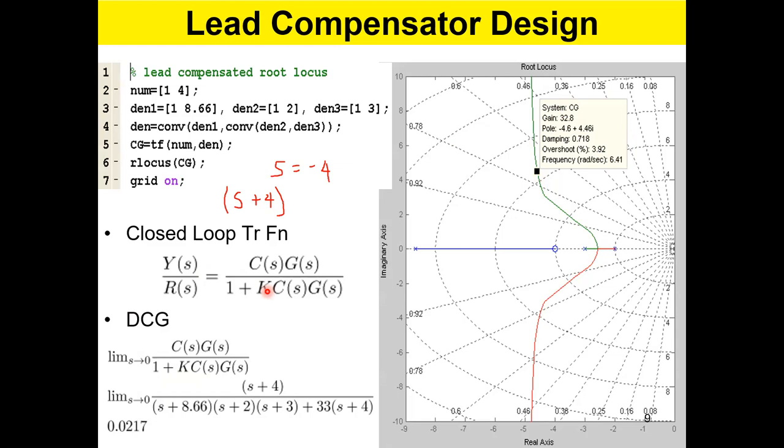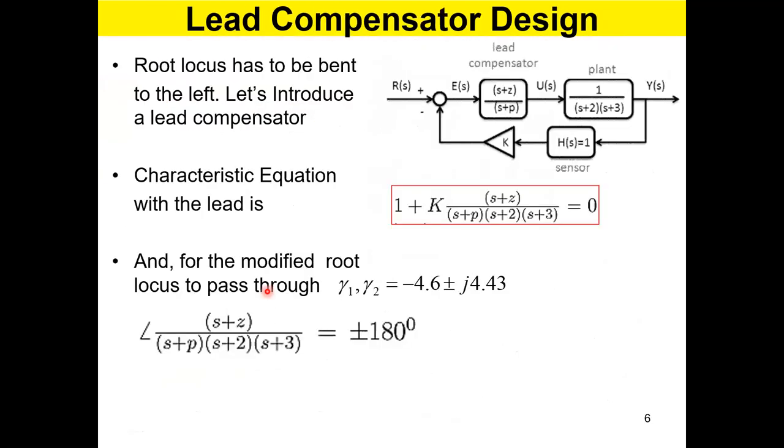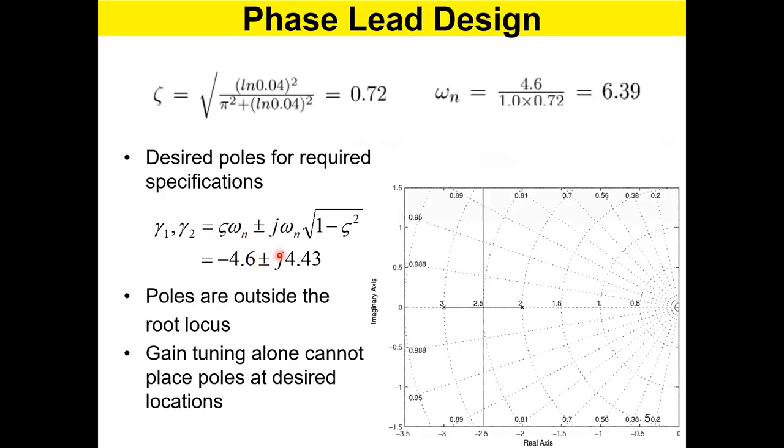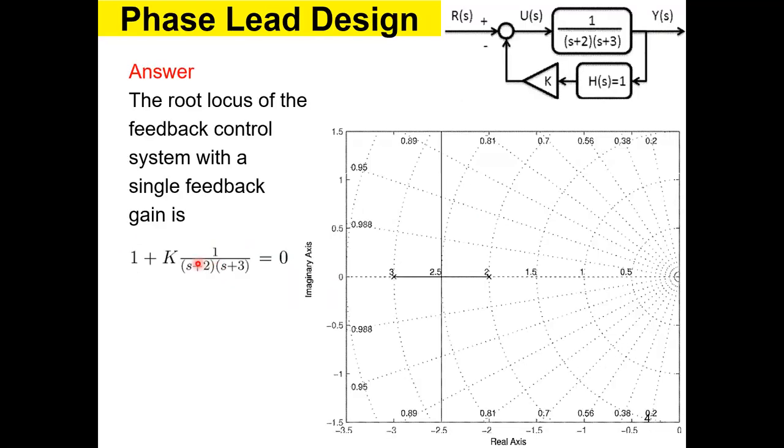The second method is the gain formula of the root locus. Remember, root locus has two formulas, phase and gain. This one, phase and gain. To this equation, if you substitute S equals this one, -4.6 plus j4.43, one of the poles, you substitute over here and you can calculate K magnitude. Okay, it's a complex number. You calculate the gain of K and it will be 33. Is that clear? Yes, sir. Right. Any other questions, please?